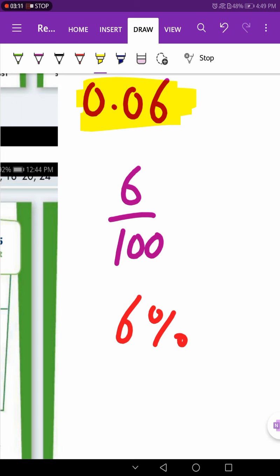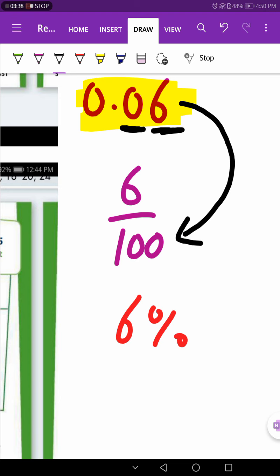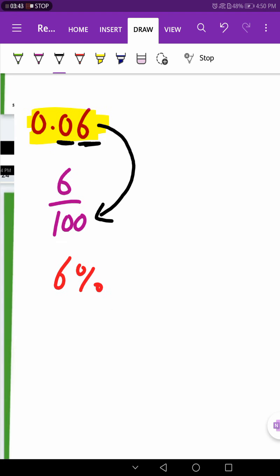But if you ask why you are reading it as 100, yes, Ayman. Because we have 2 digits after the decimal point. You answered correctly. Because we have here 2 digits after the decimal, that means you have to read it as in 100. 600. Yes, 600. So let us take another example here.